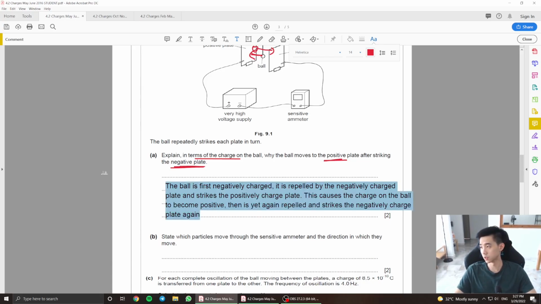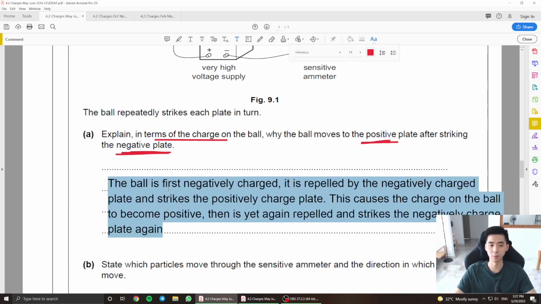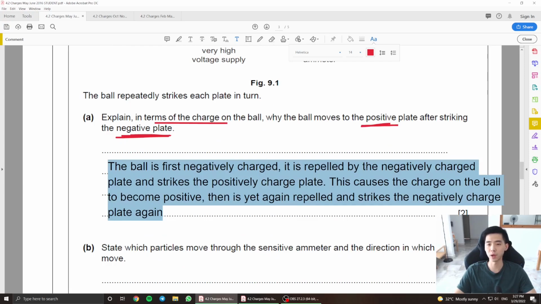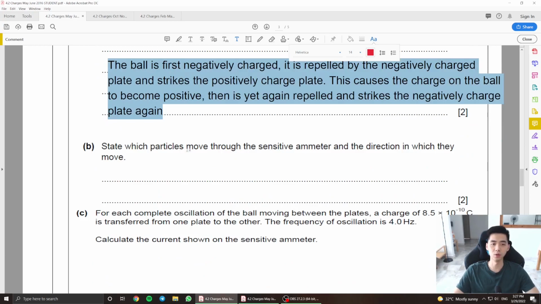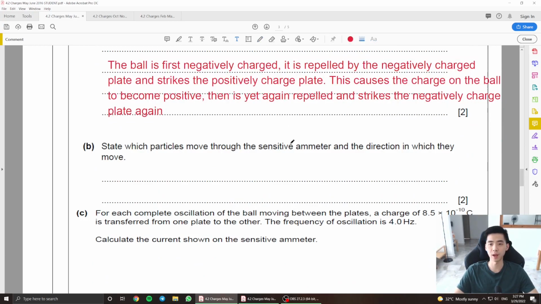Okay, so this is the concept here. You're supposed to say that the ball is first negatively charged, it is repelled by the negatively charged plate and strikes the positively charged plate. This causes the charge on the ball to become positive, then yet again is repelled and strikes the negatively charged plate again. Okay? Then after that, state which particle moves through a sensitive ammeter and the direction which it moves from.